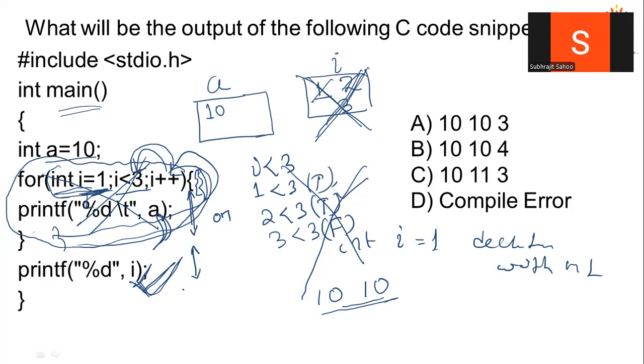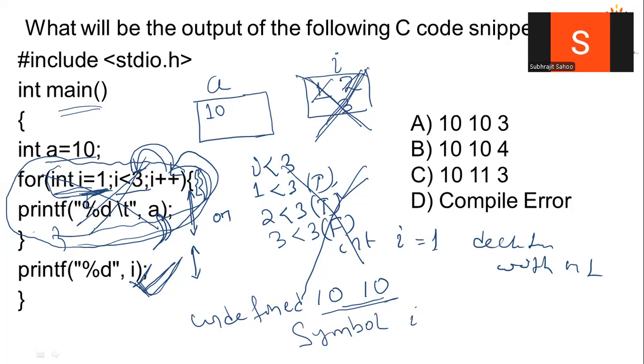So i value deleted means whatever, I'll get undefined symbol i. Okay, undefined symbol i. Like this, I'm going to get undefined symbol i.